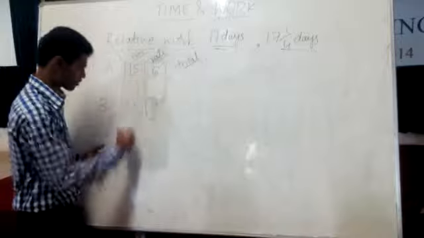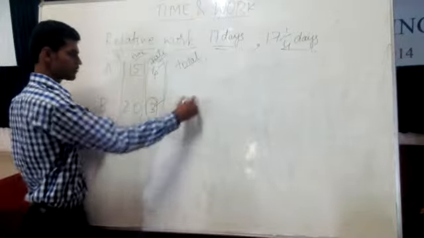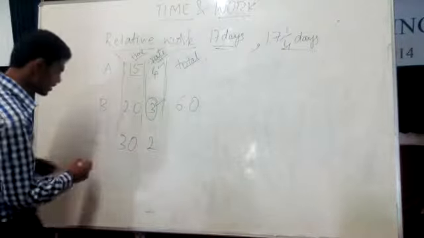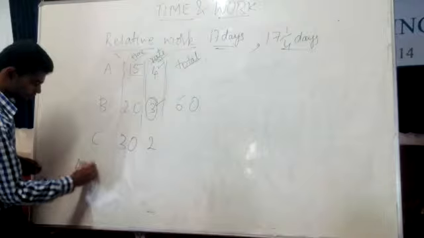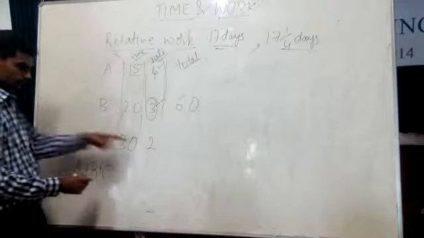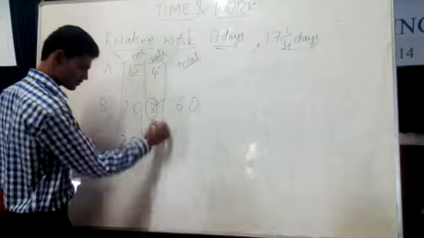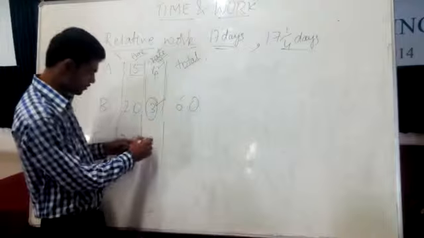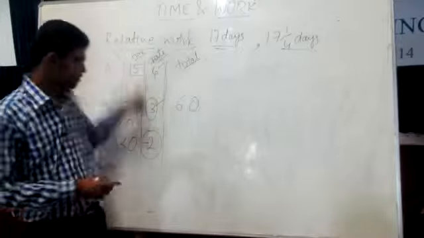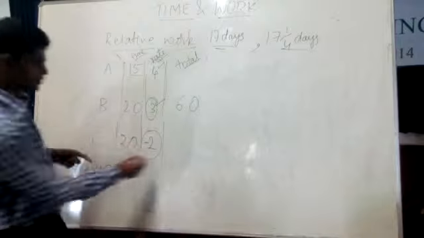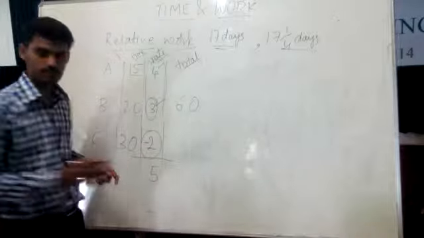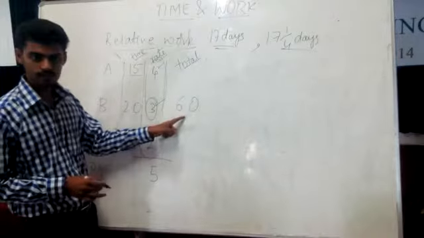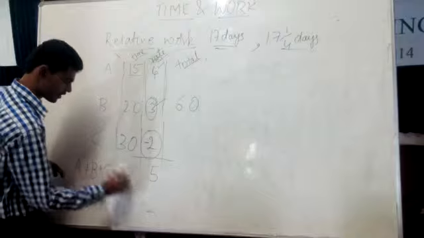Now you take a common multiple of 15, 20, 30, which is 60. A does 4 units, B does 3, and C does 2. What happens if all three are working together? C is removing some part of the work, so I have to take a minus sign for the rate of C. Add these three: 4 plus 3 plus minus 2 is 5. 5 units net are done in a day when all three are working. To complete 60 units, they would take 60 by 5, 12 days.